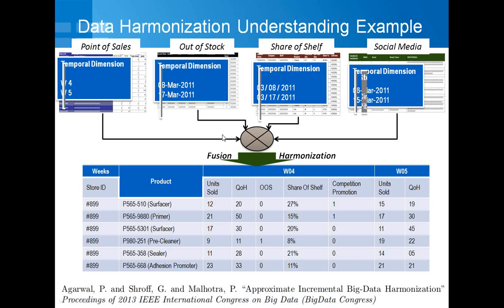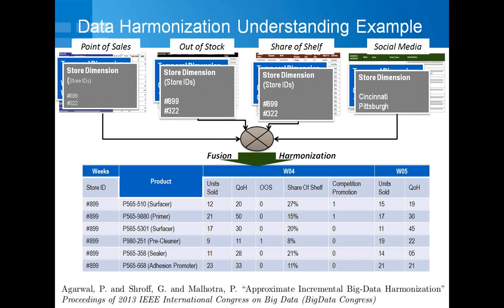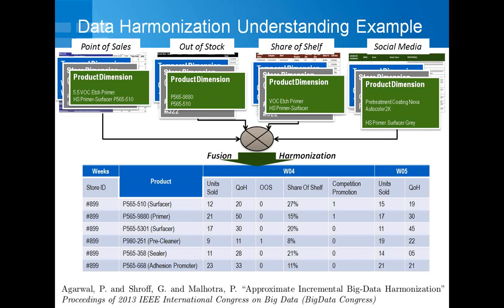What is the further challenge? Let's see. Well, many of them will use store number, but for social media, people use city names. Product names as well: formal systems also use different names, as you can see here in this example. But with social media, you can never say what name they will use.